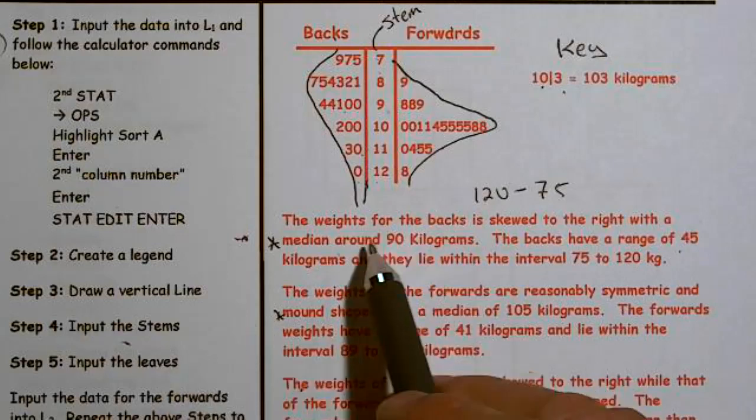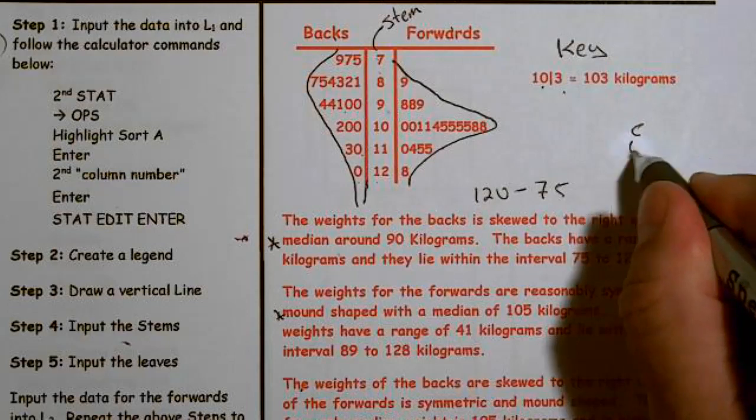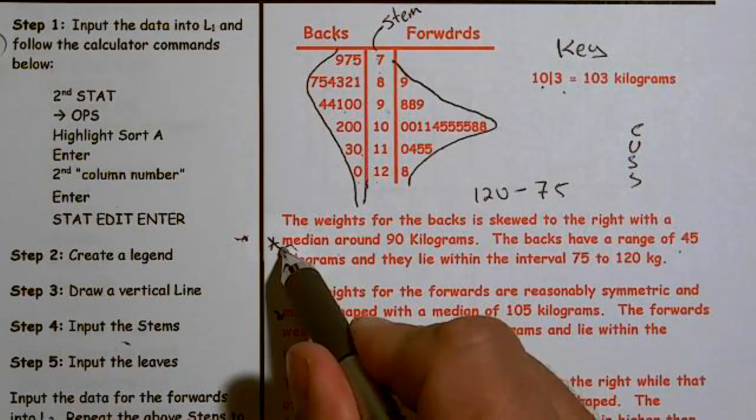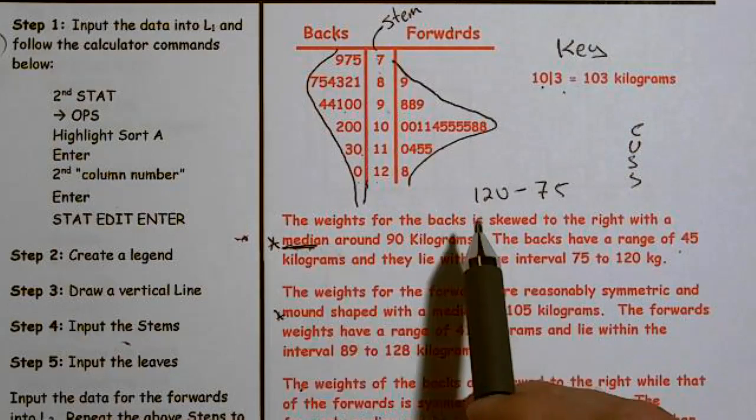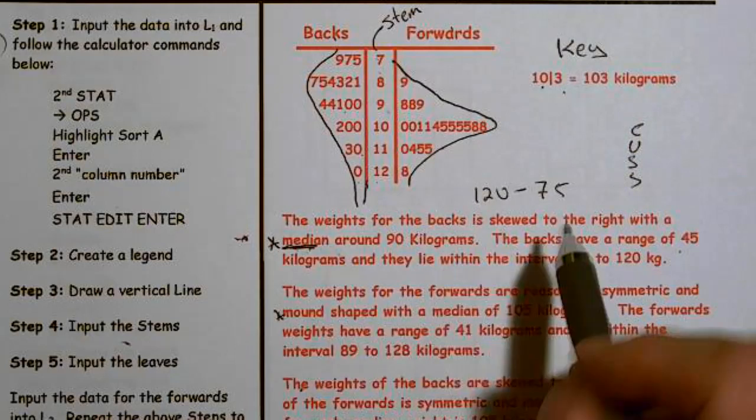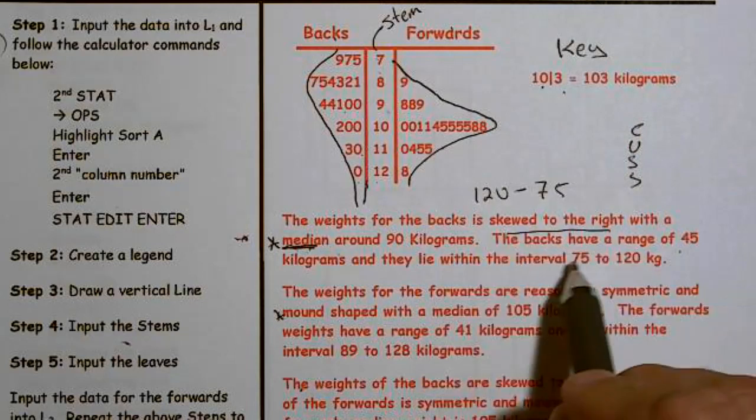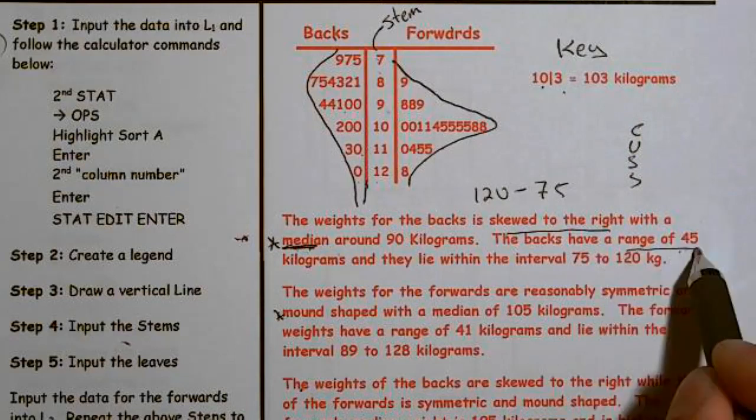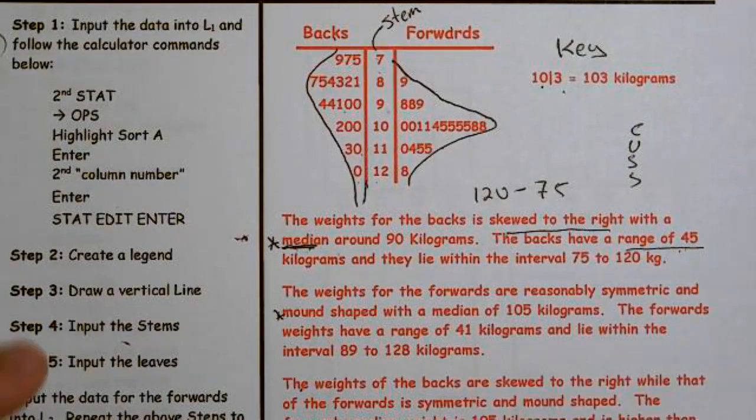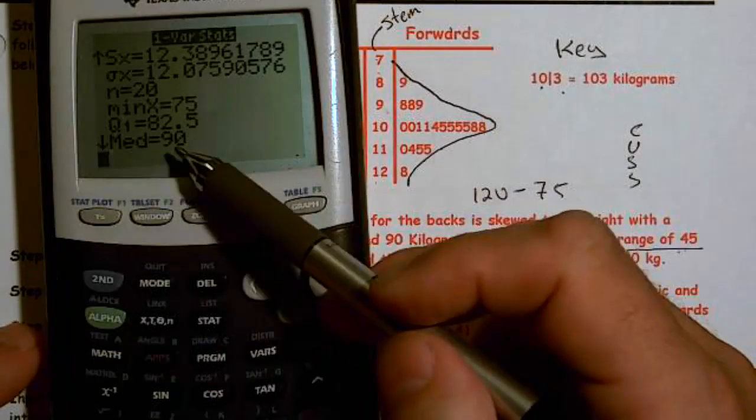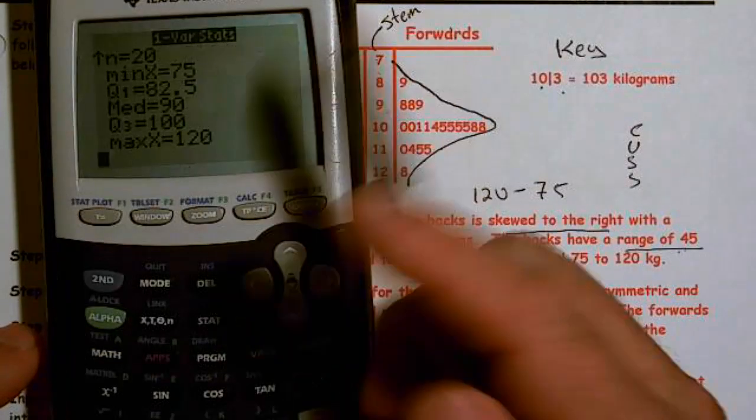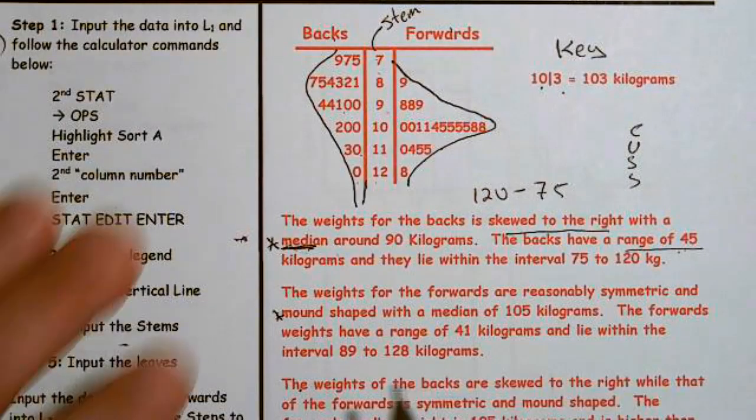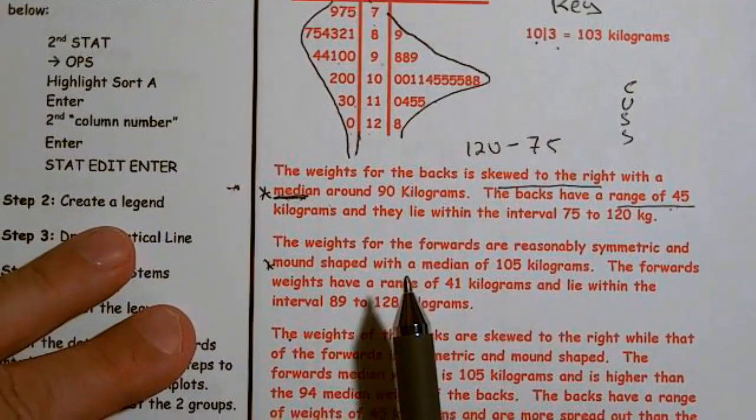So how did I address center? Because remember, we always have to address CUSS. I addressed center by talking about the median. Then I addressed shape, about it being skewed to the right. And I discussed spread by saying that they had a range of 45. I could have talked about the interquartile range as well, because that information was given to me, Q1 and Q3, and I could have subtracted those and got my interquartile range. So that discusses the first distribution.